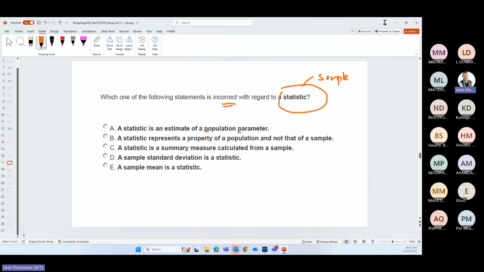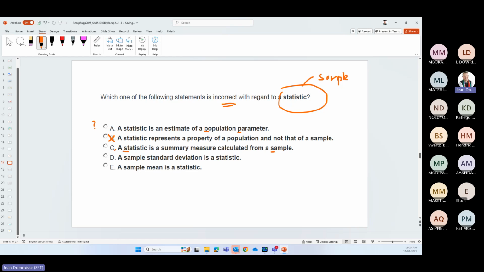A statistic, so I'm just putting that there. A statistic represents a property of a population and not that of a sample. Okay, so that one we know is incorrect. A statistic is a summary measure calculated from a sample.